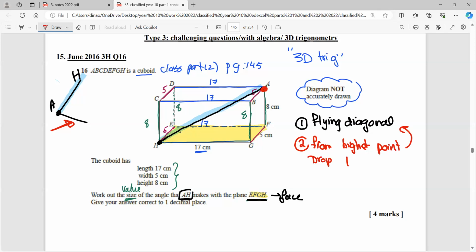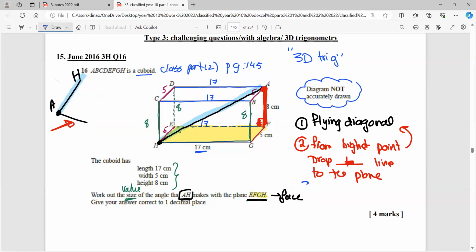Drop a perpendicular line to the plane. This is the highest point of the flying diagonal. I will drop a perpendicular. The word perpendicular means a line that forms 90 degrees. I will just drop a vertical line this way. I will construct a vertical line over here. It is constructed already. And then what will I do?